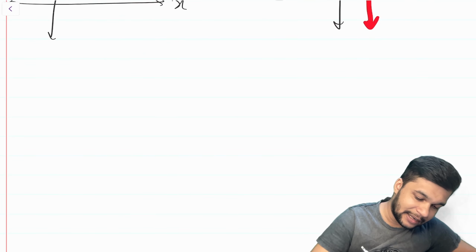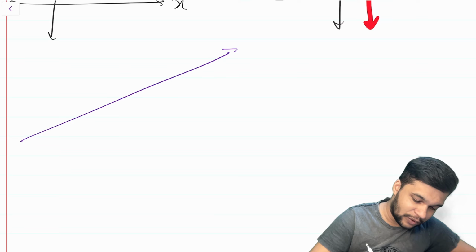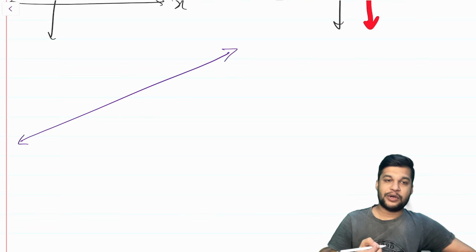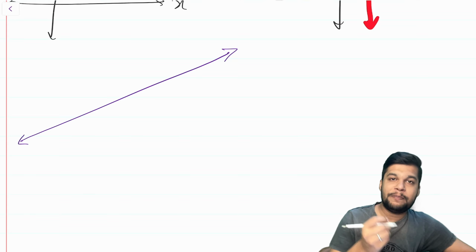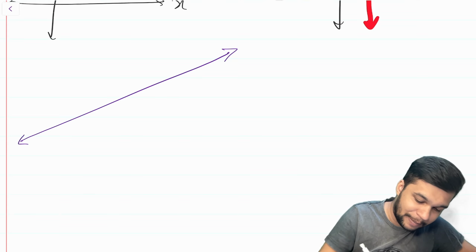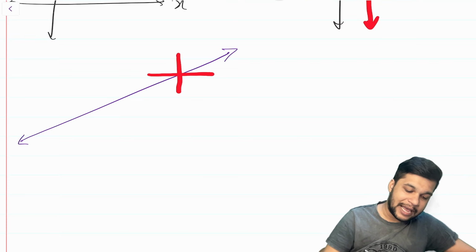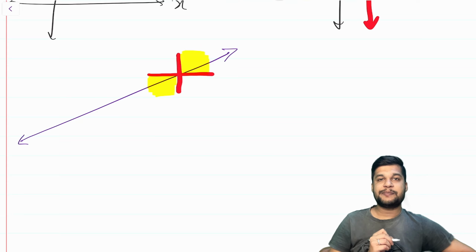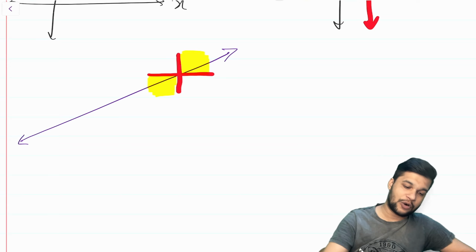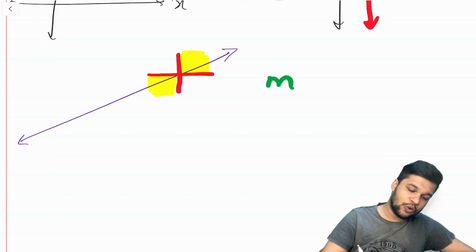Let's say you have a random line. Now how to find if the slope is positive or negative? Draw a small plus sign over here, anywhere on the line. If the line is passing through the first quadrant and the third quadrant, then you say that the slope is positive.